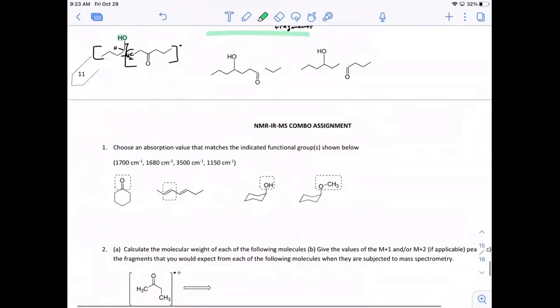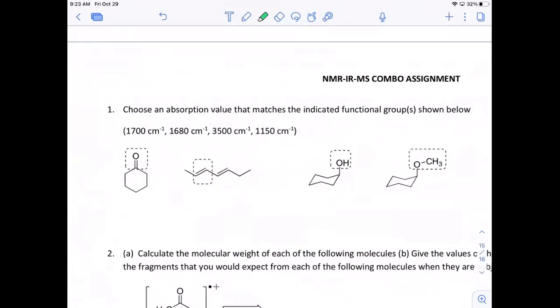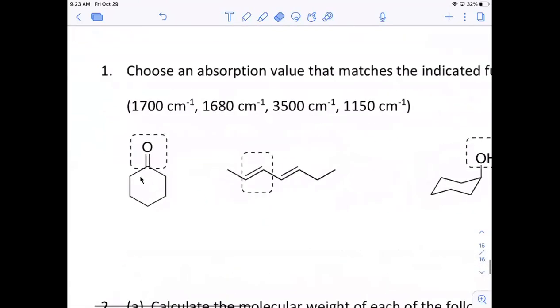Unless there are other questions, let's go to this question right here. This is an infrared question, and it says choose an absorption value that matches the indicated functional group shown below. So here's a ketone, it's circled, so that's how we know what functional group we're looking at. Which one of those absorbances do you think is going to be representative of a ketone stretch or a carbonyl stretch? So that's what we're looking for.